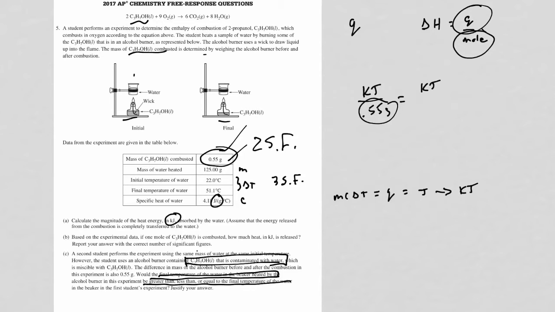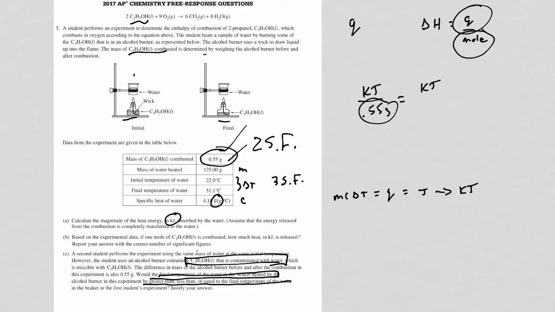I'm not going to tell you the answer, but I'm going to lead you a little to it. There's the question you need to really ask yourself. If the mass of the thing went down by 0.55 grams, and it was impure because it was contaminated with water, did you burn 0.55 grams of alcohol? Did you burn more than that, or did you actually burn less than that?